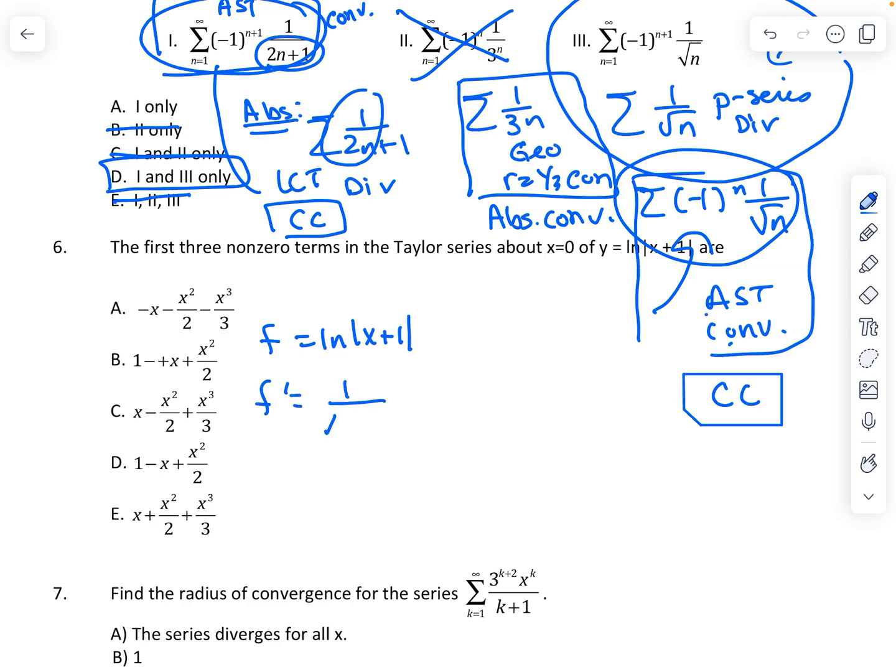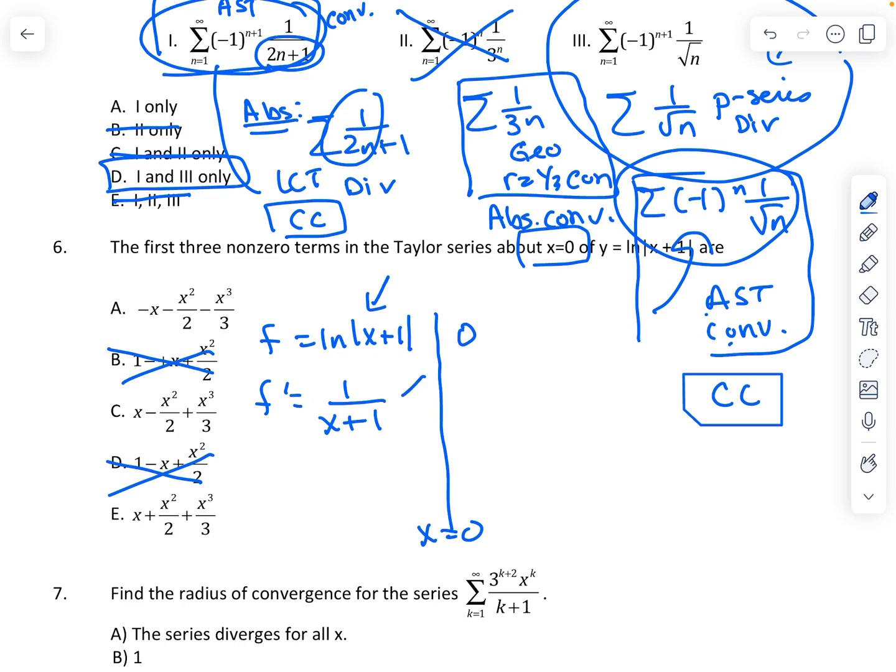This is 1 over x plus 1. I'm going to just start with these and see if it helps me to come up with my answer right away. And we are going to plug in 0 for x. So if I plug in 0 for x here, I get natural log of 1, which is 0. So that means your first term is 0. That means you do not have a term with just a number. So it can't be b, it can't be d.